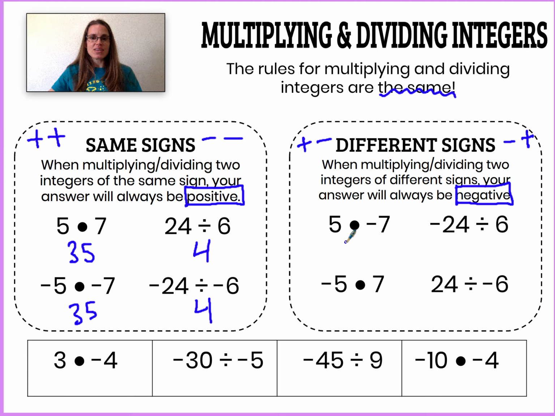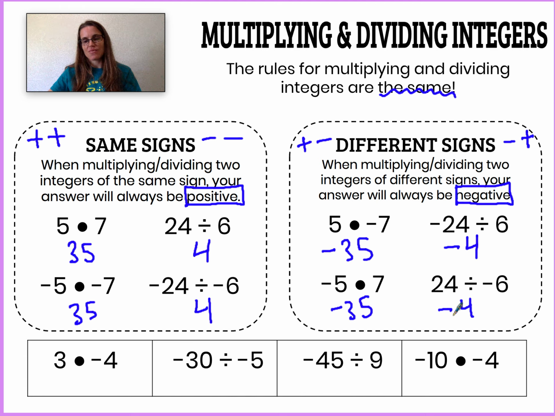5 times negative 7. 5 times 7 is still 35. But since we're looking at a positive times a negative, my final answer is negative. Similarly, negative 5 times positive 7 is negative 35 because we have a negative times a positive. Again, this rule applies with dividing as well as multiplying. 24 divided by 6 is 4. In any case, my final answer is negative because I had a negative divided by a positive, or a positive divided by a negative. Let's go ahead and practice some more.